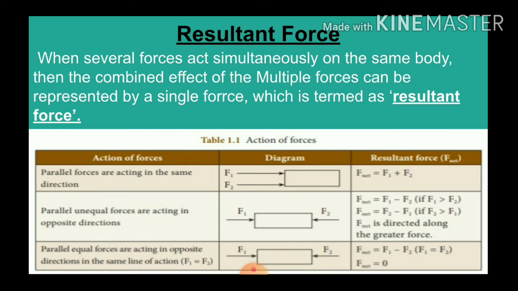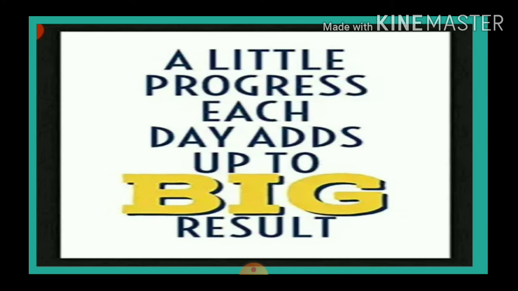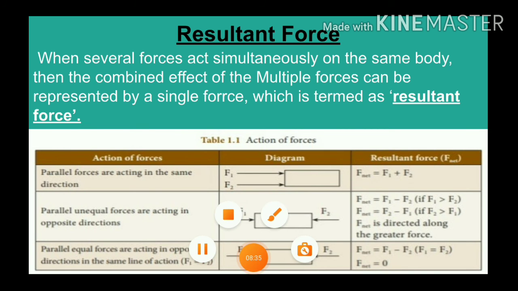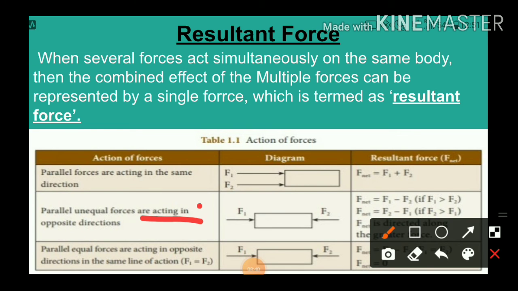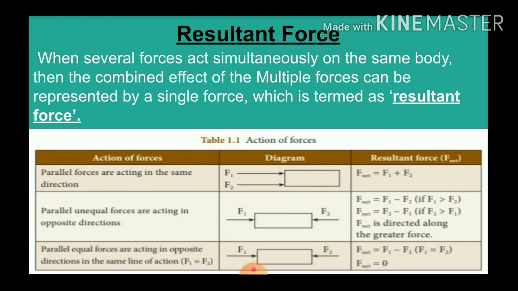So parallel unequal forces are acting in the opposite direction. We can see F net is equal to F1 minus F2 if F1 is bigger than F2, and F net is equal to F2 minus F1 if F2 is bigger than F1. F net is directed along the greater force.